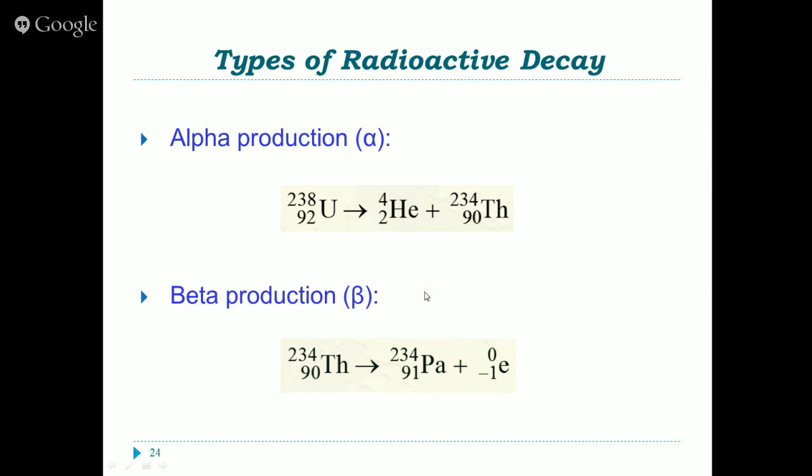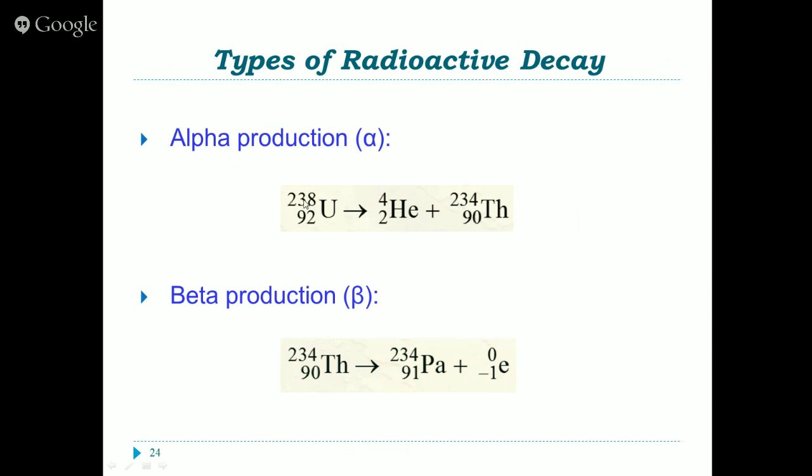Beta production. A beta ray is simply an electron. So notice no mass number because it has no neutrons or protons. And we have a charge here for what is called the atomic number, right? So that shows us that it's an electron because it is a negatively charged particle here.